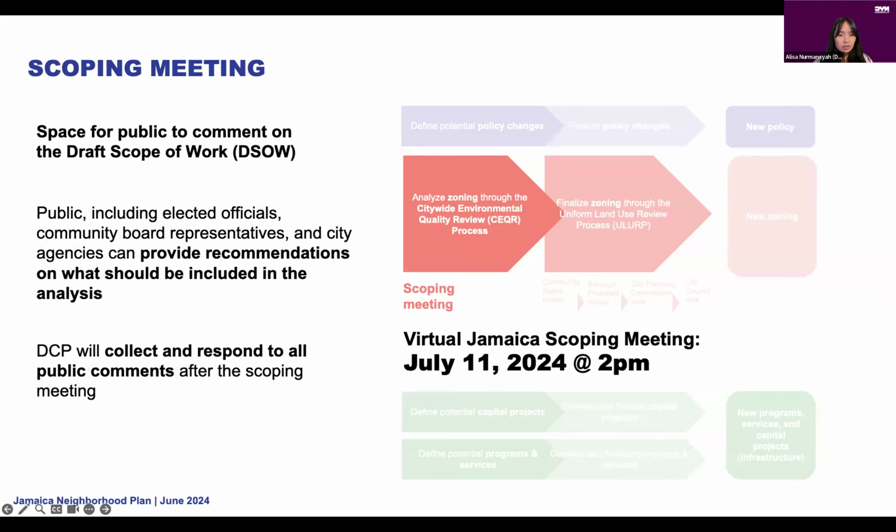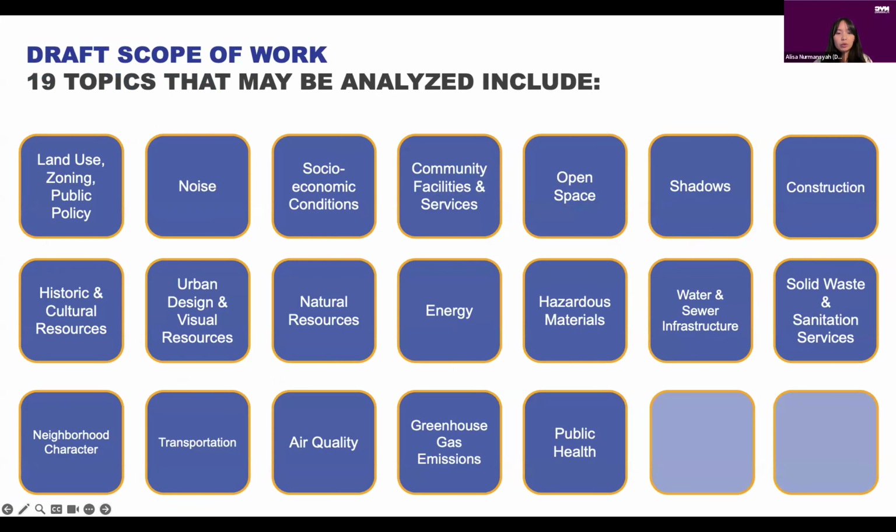So, the scoping meeting, which is scheduled for July 11th, is an opportunity for the public to comment on this draft. Everyone on this meeting, your neighbors, anyone who lives and works in the neighborhood can provide their recommendations on what should be included in this 6 to 8 month long analysis. The types of comments we're looking for during the scoping meeting are around these 19 topics. They include topics like transportation, air quality, schools, open space, public health, and many others. So if you think we should be looking at one of these topics in a specific area of Jamaica, scoping is the time to let us know so we can study it further.